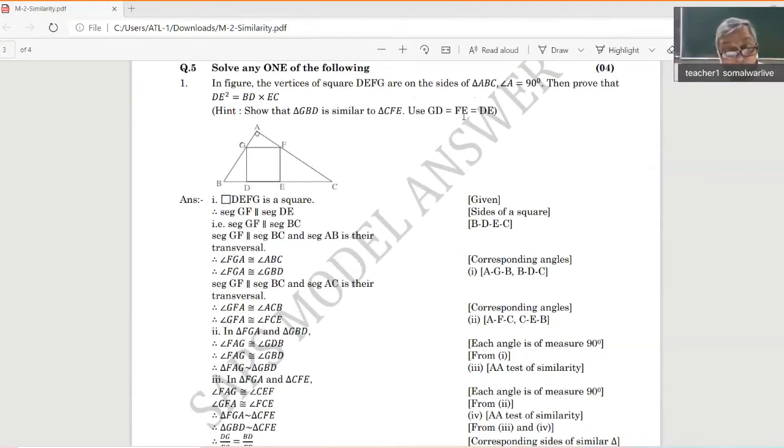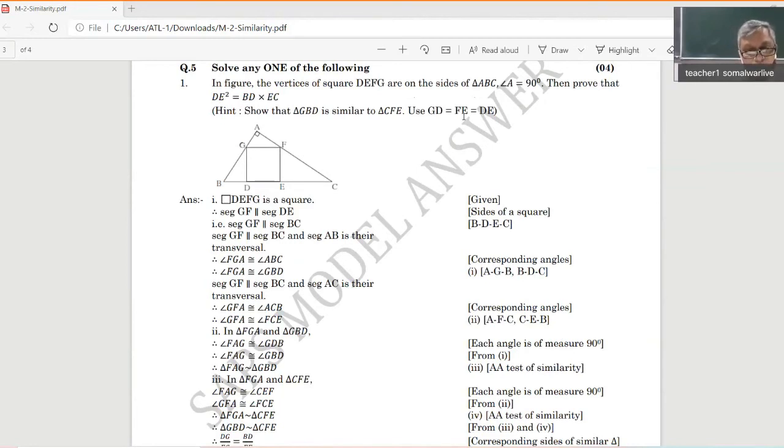ABC, where D, E, F, G are points such that DEFG is a square. Angle A is equal to 90. Then prove that DE square is equal to BD into EC. To prove it, it's not a difficult sum, but it's a long one.